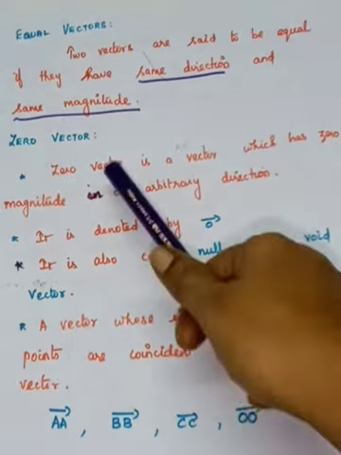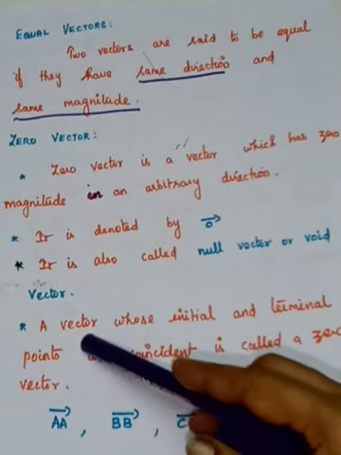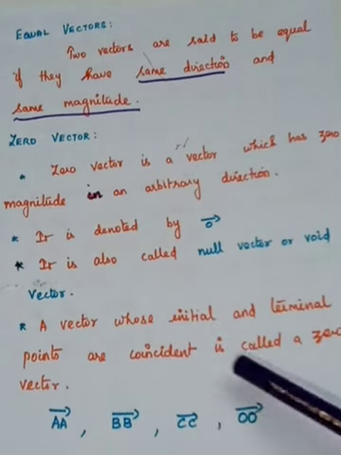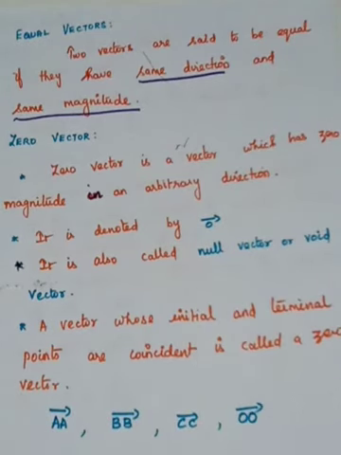That is, you see that a zero vector is a vector which has 0 magnitude. Magnitude is nothing but the length of the line segment, the length of the vector. So a length of 0 means you get the same initial and terminal point. Therefore, a vector whose initial and terminal points are coincident or the same is called a zero vector, because the length of the line segment is 0. So the magnitude of that vector is 0, and that vector is called a zero vector.